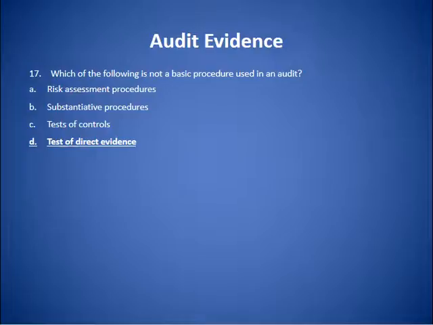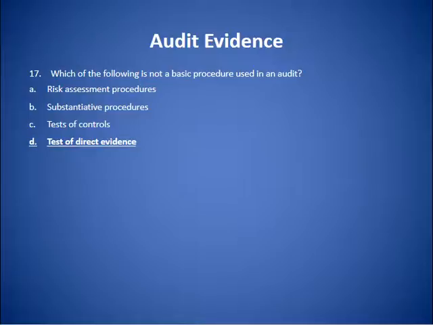And in the case of number 17, which of the following is not a basic procedure used in an audit? And the answer is D, test of direct evidence. And if you look at A, risk assessment procedures, B, substantive procedures, and C, test of controls, those are all primary procedures. If you take a look at how we do our risk analysis regarding inherent risks, then control risks, and then our substantive procedures, which lead to detection risks, the one that doesn't make any sense, even if you don't understand what that term means, would be D.